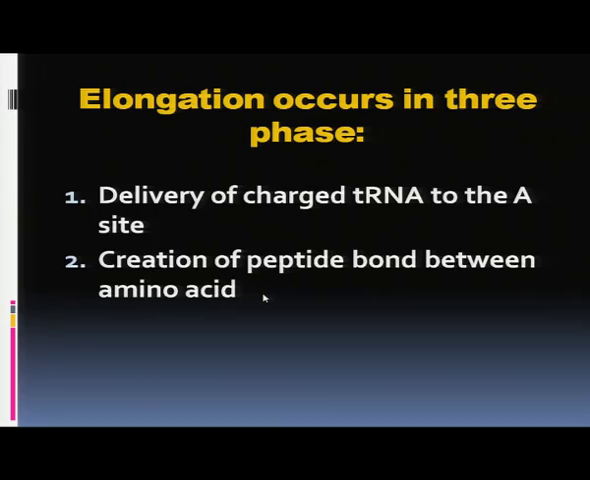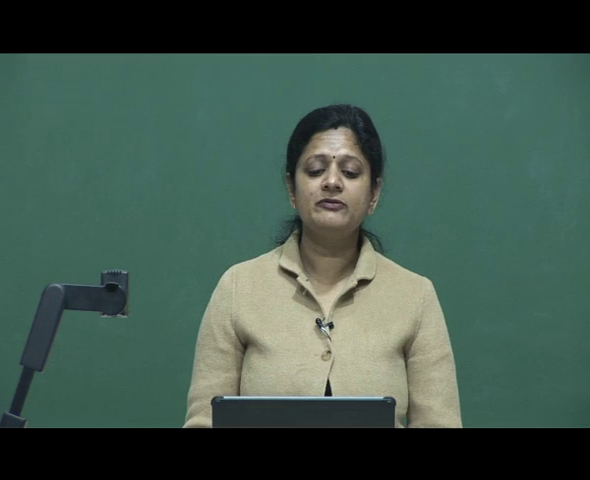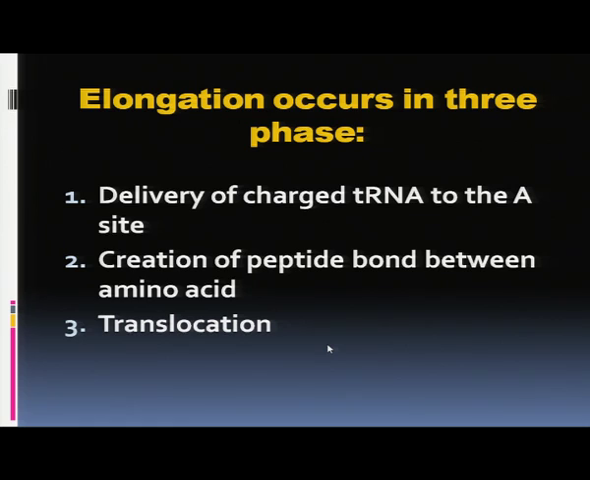So, in the second step of elongation, the amino acids will combine with the help of a peptide bond. And the third step is translocation. Translocation means the ribosome will move one triplet codon towards the 3' end of messenger RNA. So, these are the 3 different phases of elongation of the protein chain. Now, these different phases also have different substages, which we will discuss in the coming slides.